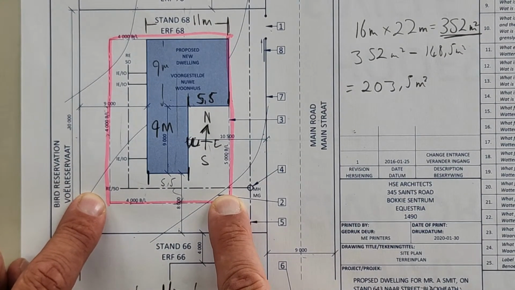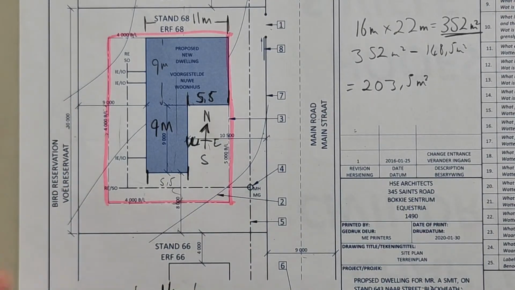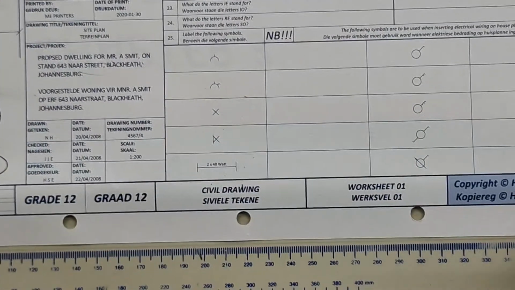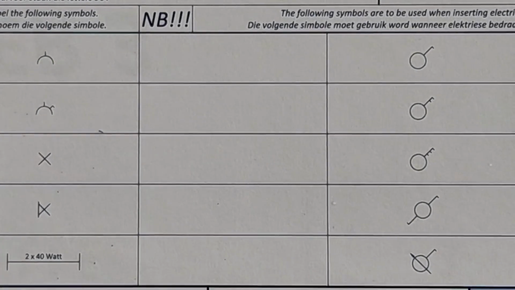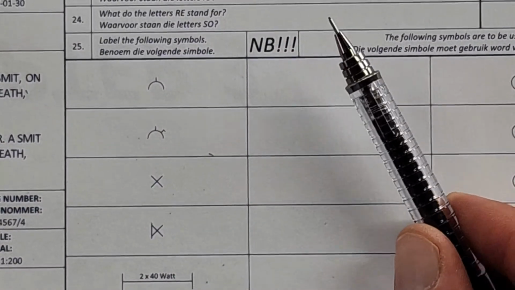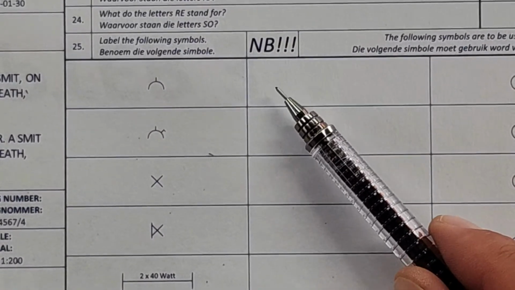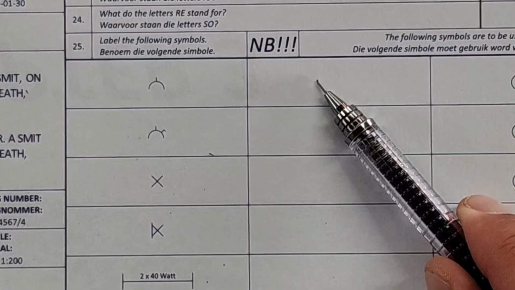Okay, label the following symbols. Very important, the following symbols are used when inserting electrical diagrams. I'm just going to talk you through this. Let's zoom in so that you can really see them. So the first row, we have a socket, kragpunt, socket. This is without a switch, there's no switch on it.